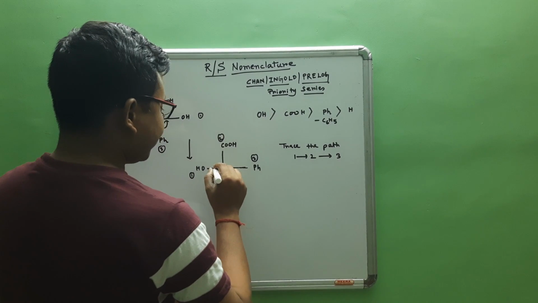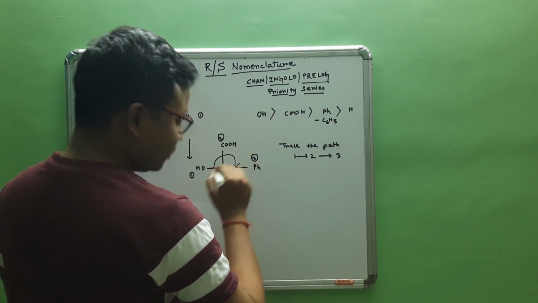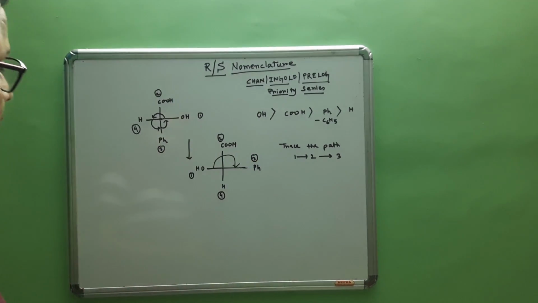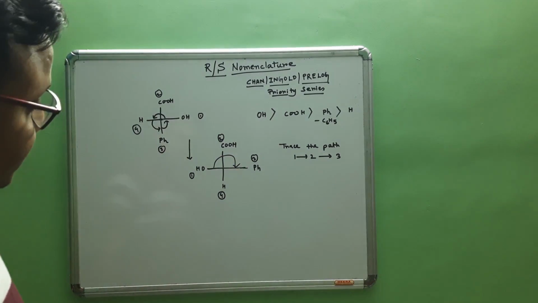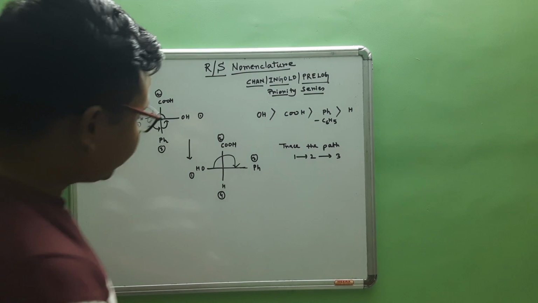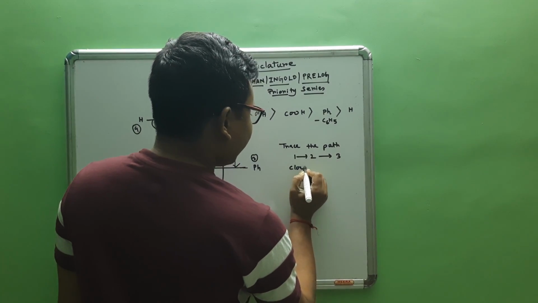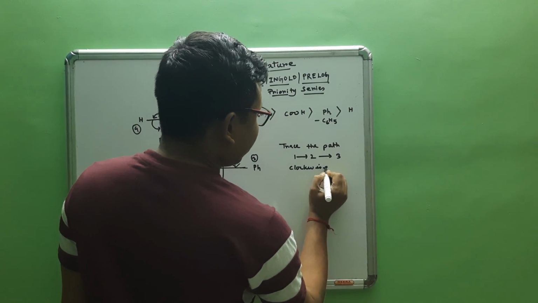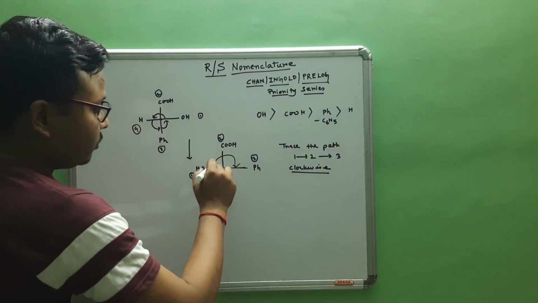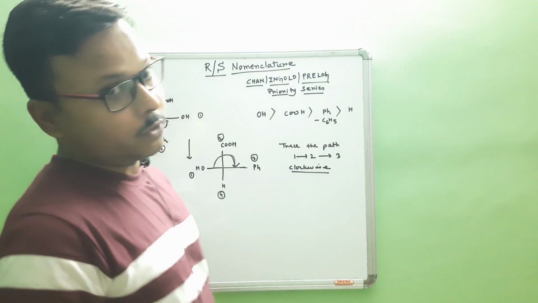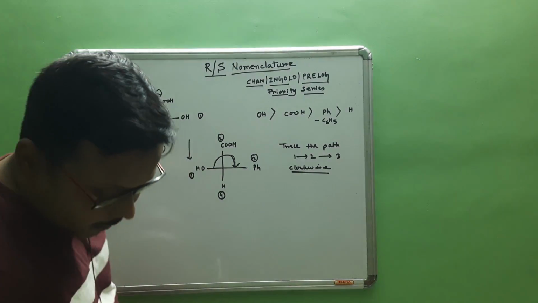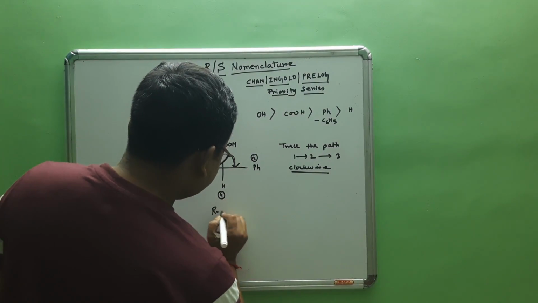So 1 2 3 हम trace करेंगे तो कैसे जाएगा? 1 2 3. So this is clockwise or anti-clockwise? This is clockwise rotation. 1 2 3. This is clockwise rotation. Therefore clockwise. सो 1 2 3 अगर हम ये ट्रेस करेंगे कैसे रोटेशन हुआ? 1 2 3 क्लॉकवाइज रोटेशन हुआ. सो दिस इज एक्चुअली R आइसोमर. सो दिस इज R आइसोमर.